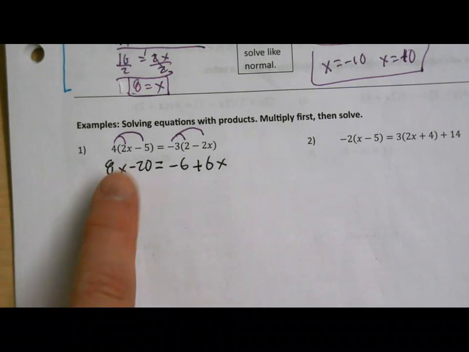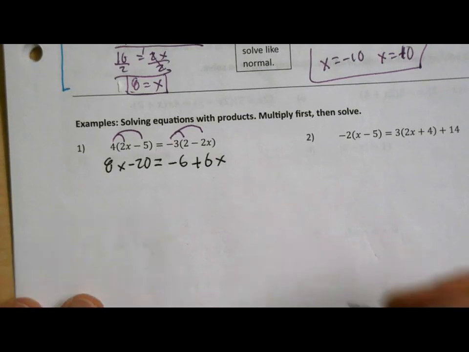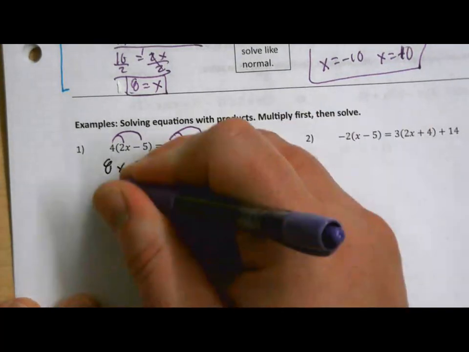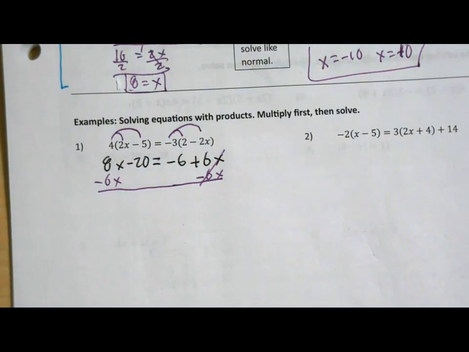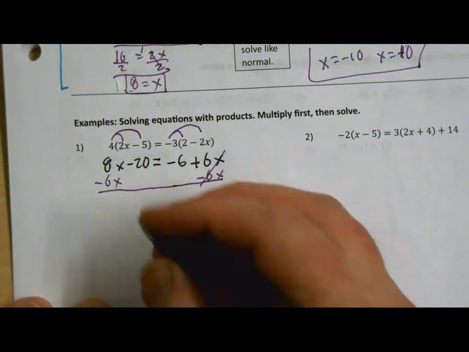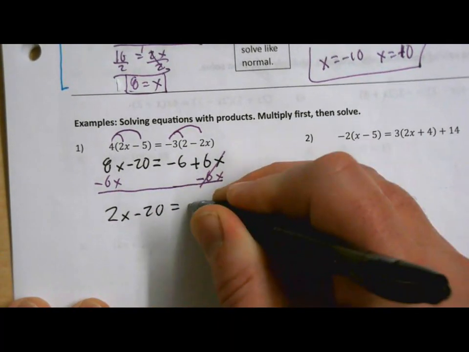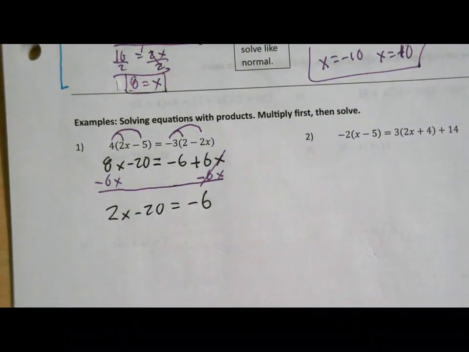Y'all want to get rid of the 8x or the 6x? There's no wrong answer here. The 6x? All right, I agree. Let's do minus 6x on both sides. That should make that go away. 8x minus 6x is 2x. All we got left over here is the negative 6. So doing one final check on that equation, I don't have any more parentheses, I don't have any more like terms, and I don't have a variable on both sides. Now we're ready to solve.